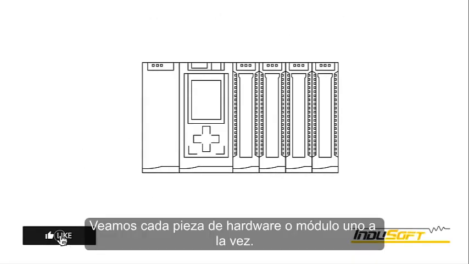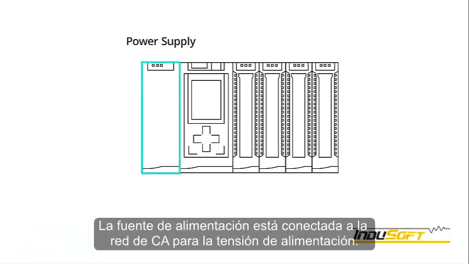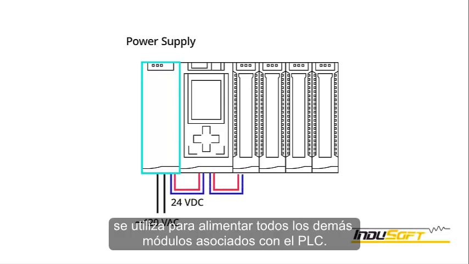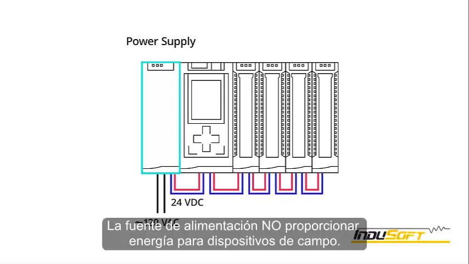Let's look at each piece of hardware, or module, one at a time. The power supply is connected to AC mains for the supply voltage. The power supply output is a DC voltage used to power all of the other modules associated with the PLC. The power supply does not provide power for field devices.